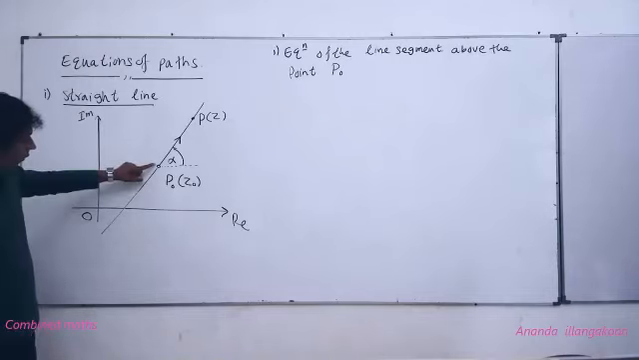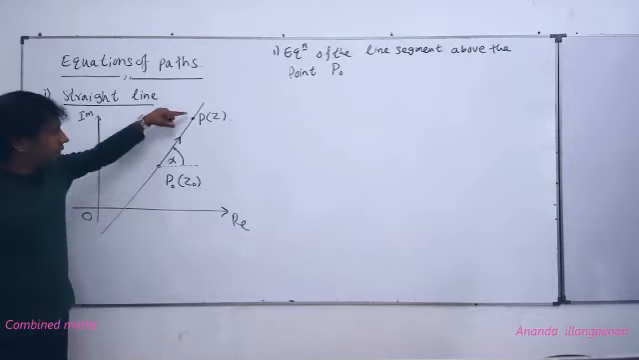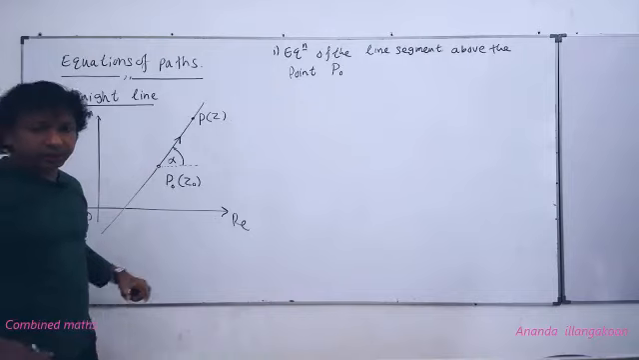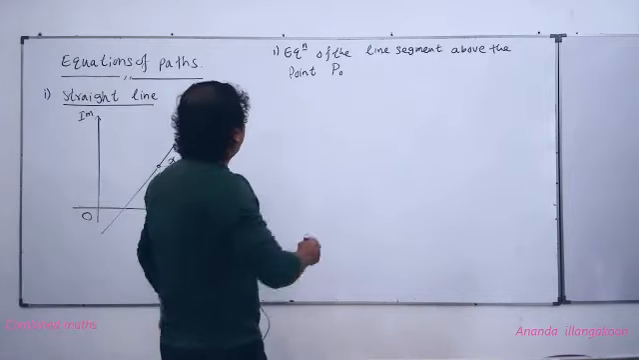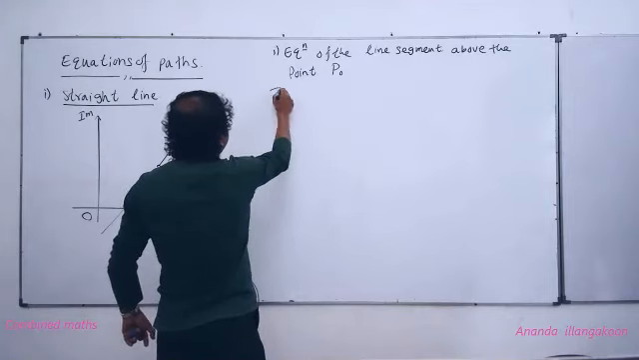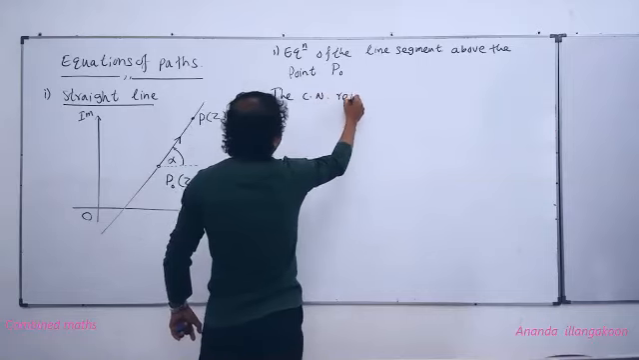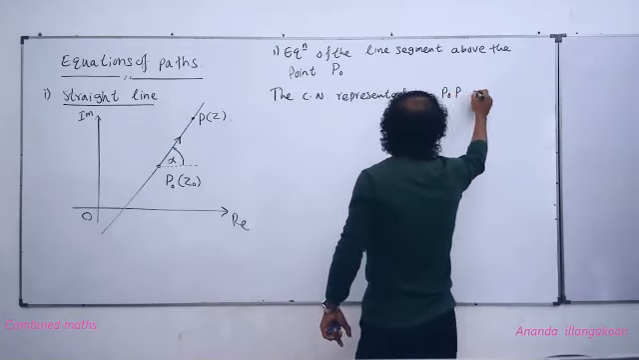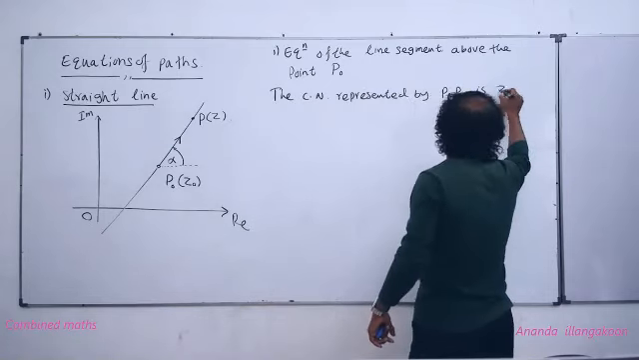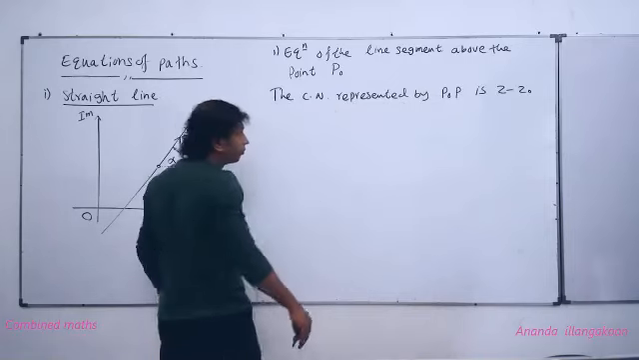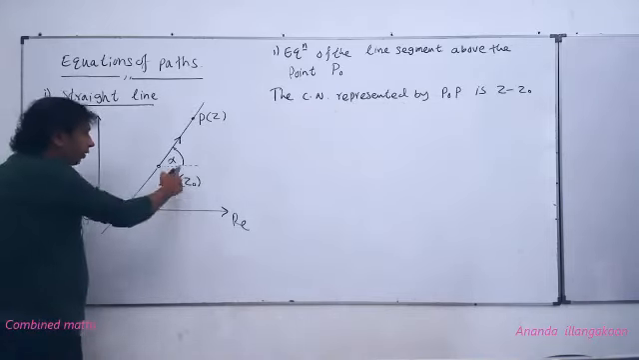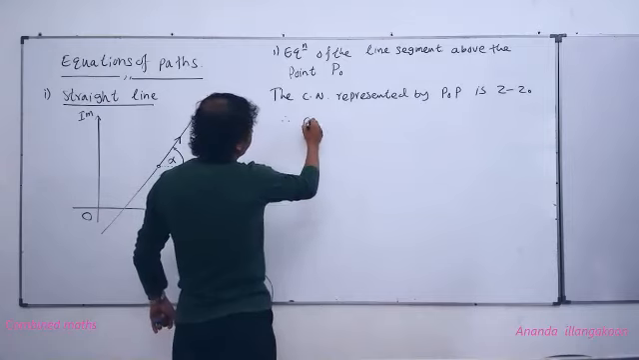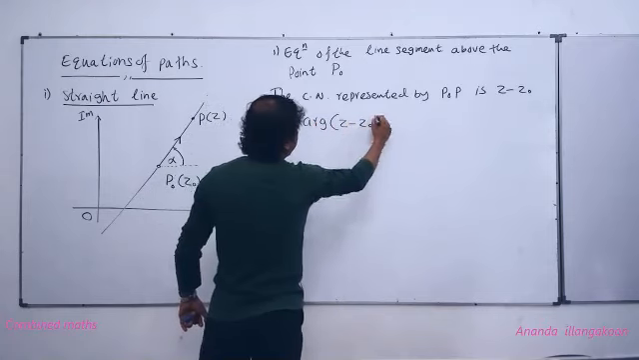Right. By the line segment P naught to P, the complex number given is Z minus Z naught. We know that it's very similar to writing a vector using the position vectors at the ending points. You can now write the complex number represented by P naught P as Z minus Z naught. Its argument here is alpha. Therefore, the equation is arg of Z minus Z naught equals alpha.